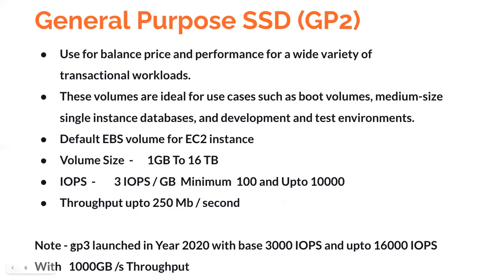In 2020, AWS launched one more SSD backed volume, GP3. GP3 was launched in 2020 with base IOPS of 3000, whereas GP2 base IOPS is 100 and up to 10,000. GP3 base IOPS is 3000 and up to 16,000 IOPS, with a throughput of 1000 MB per second. So it's the default storage option for EC2 instances.